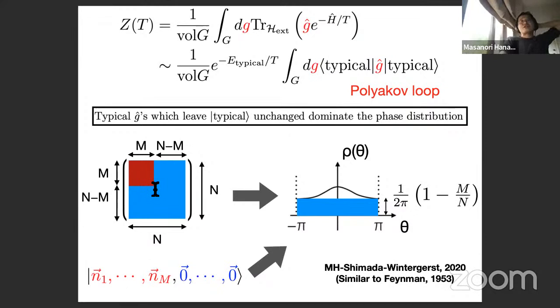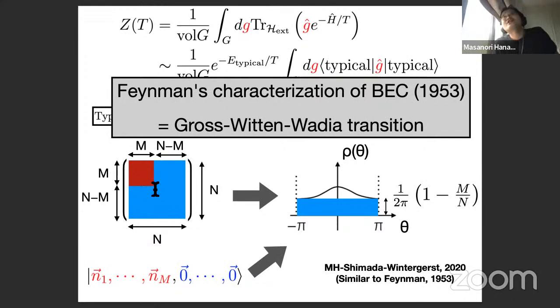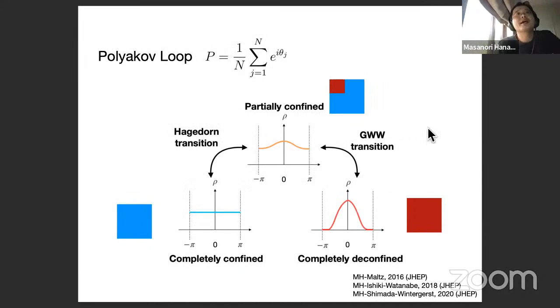And actually, if you look at Feynman's paper from the 1950s, essentially he's saying this. Feynman's characterization of Bose-Einstein condensation is actually the Gross-Witten-Wadia transition. Gross-Witten-Wadia transition would mean that this constant offset disappears. Okay, so M becomes N. That's a Gross-Witten-Wadia transition. And of course, Feynman didn't know about the Polyakov loop or Gross-Witten-Wadia, because it was the 50s. But essentially, he was doing the same thing. So this is the reason why this structure appears. And in the partially deconfined phase, this structure is related to this specific phase distribution.